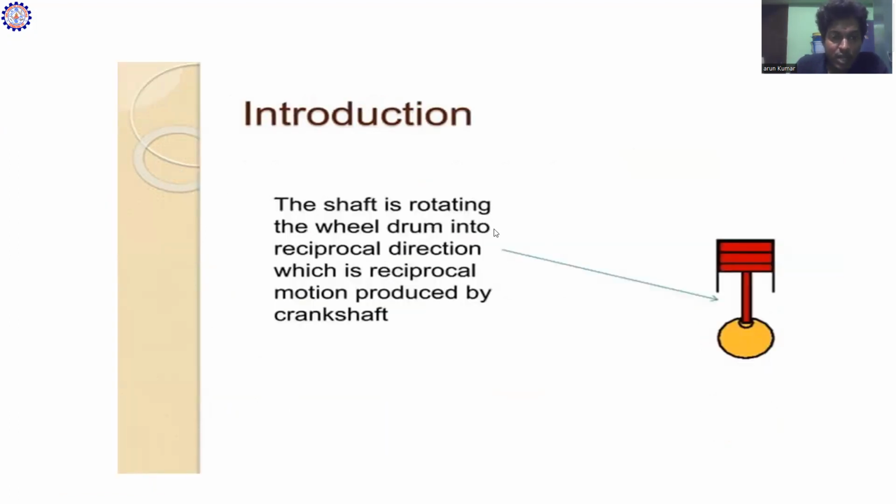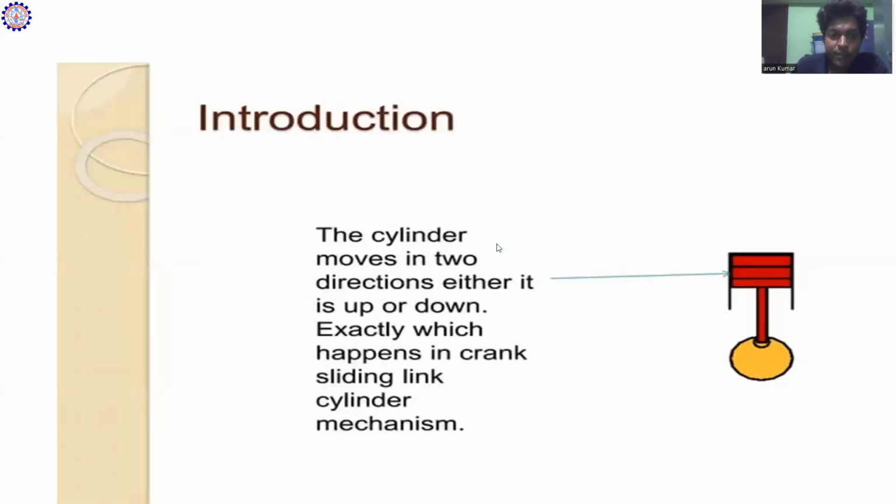The shaft is rotating the wheel drum, and reciprocal motion can be produced by a crank. The crank cylinder is moving in a direction either up or down, exactly as happens in a crank sliding link cylinder mechanism.